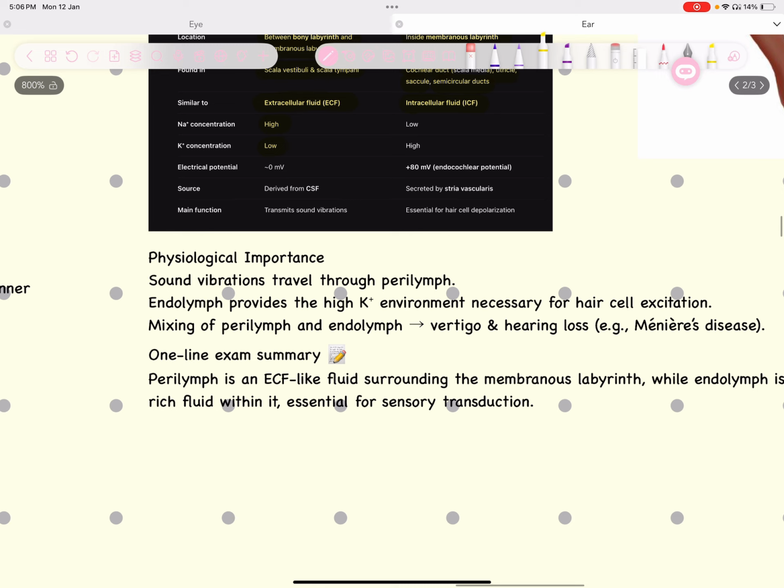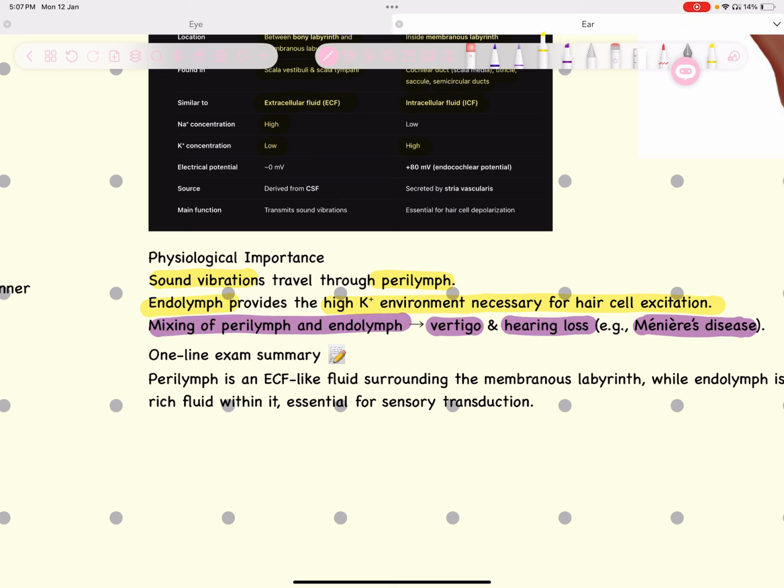Physiological importance: sound vibrations travel through the perilymph. Endolymph provides a high potassium environment necessary for hair cell excitation. Mixing of perilymph and endolymph causes vertigo and hearing loss. In Meniere's disease, the endolymph and the perilymph get mixed up. I need to highlight this in purple. This is Meniere's disease. Therefore, it leads to vertigo and hearing loss.